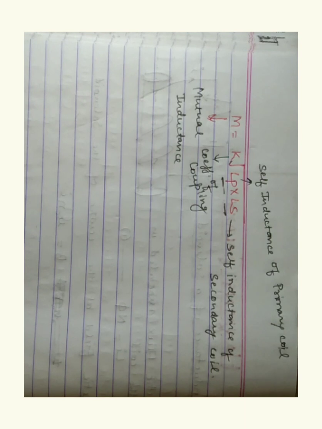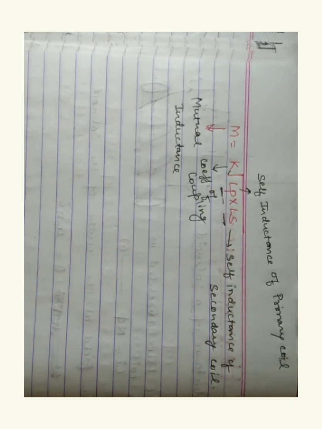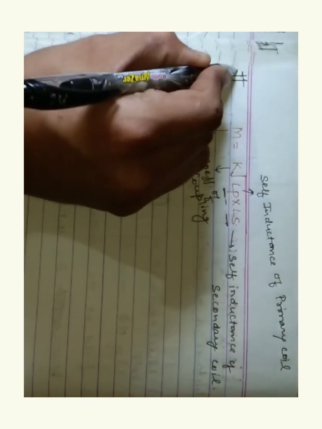The question may give you that the coefficient of coupling is 1, that there are two coils in perfect coupling, and that the self-inductance of the primary coil and the mutual inductance are given. Then what would be the self-inductance of the secondary coil? This formula works, so it is very important.